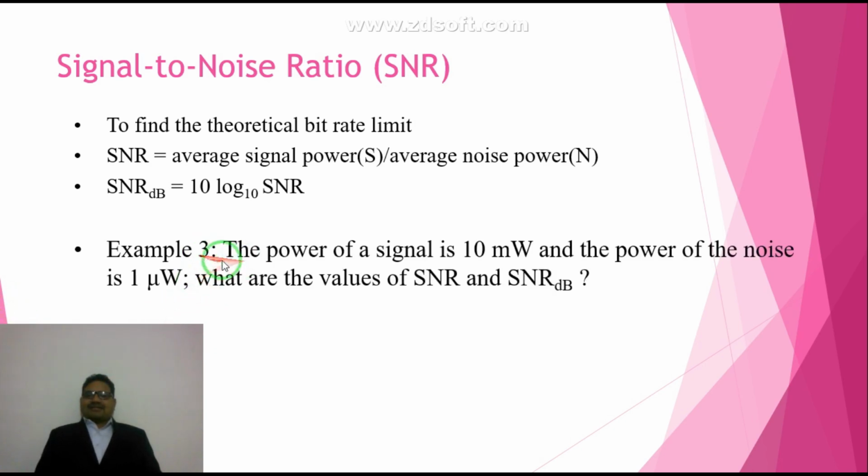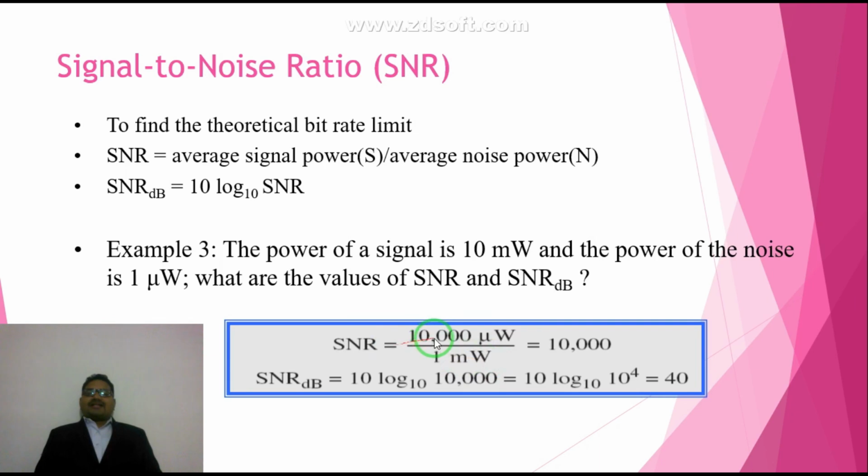Now take this one example. The power of a signal is 10 milliwatt. As we know, power is expressed in watt. So 10 milliwatt, and the power of the noise is 1 microwatt. So what is the value of SNR? Simple. SNR is given by what? Average signal power upon noise power.